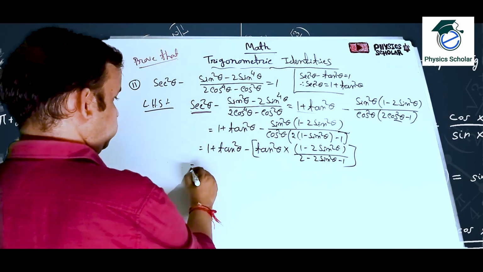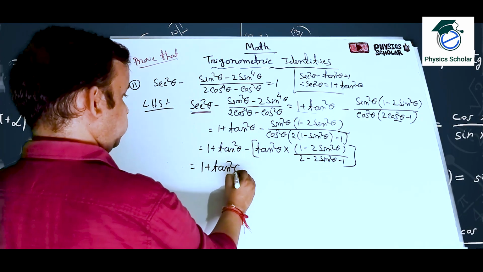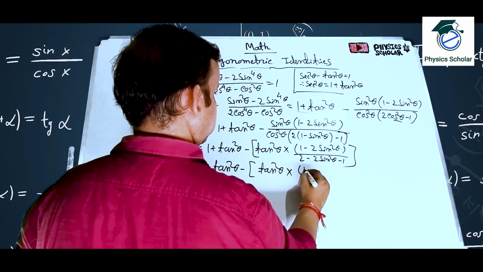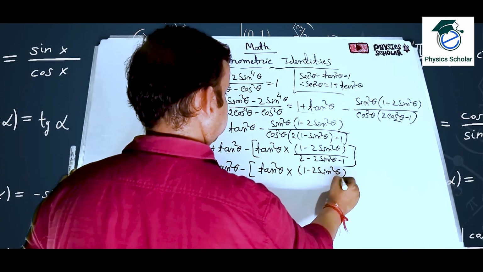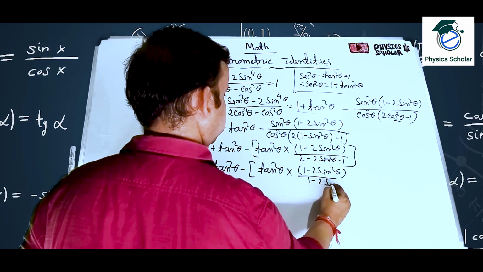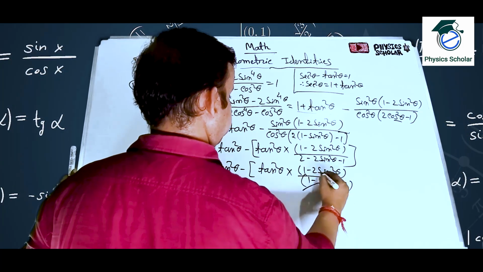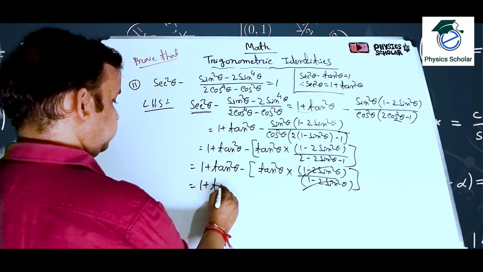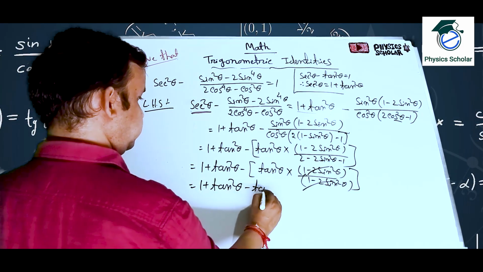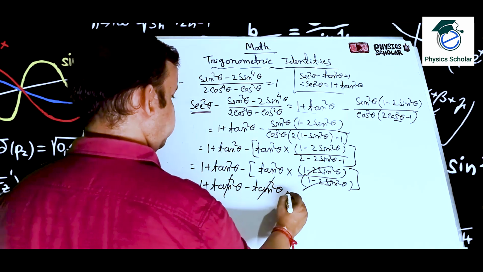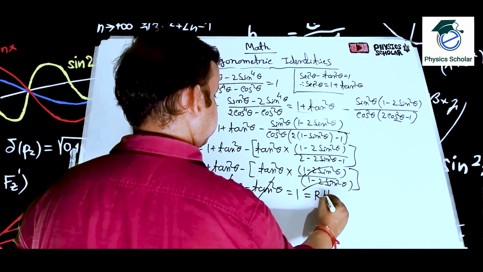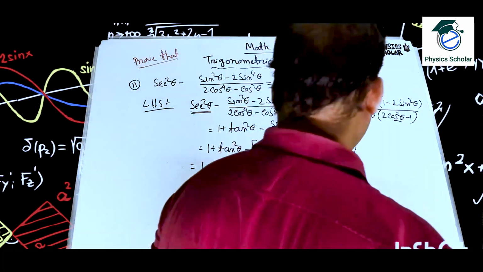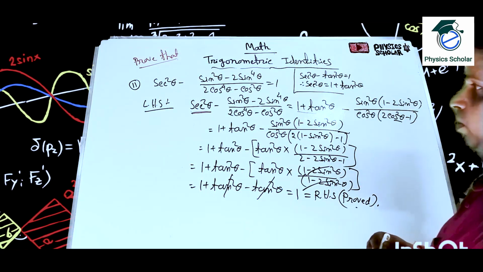Clear? So 1 plus tan squared theta minus tan squared theta into (1 minus 2 sin squared theta) divided by what? 1 minus 2 sin squared theta. So this and this will be cancelled. Clear? So what we can write? 1 plus tan squared theta minus tan squared theta. This and this will be cancelled, is equal to 1. Is equal to what? Right hand side. Proved. Clear? So students, hope this sum you have understood.